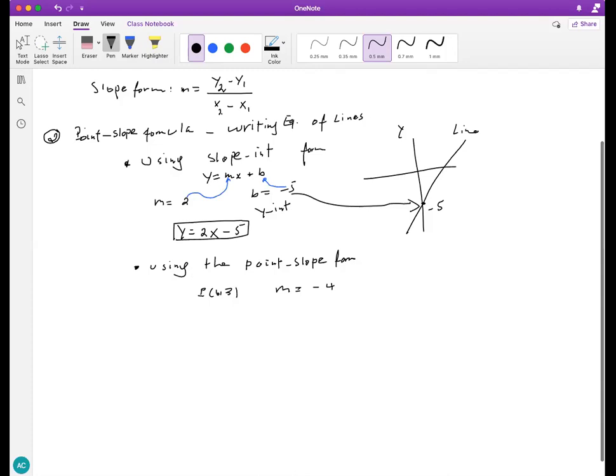Okay, so let's write an equation using just this information. As you know, we need m and we need b. Unfortunately, here we have m, but we don't have b. So we can't use this formula right away.